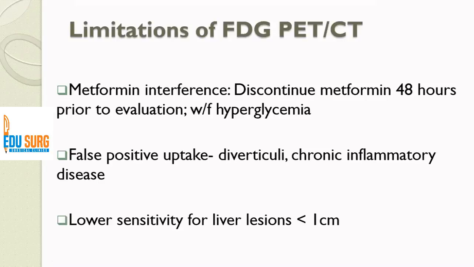Also, false positive uptakes limit the specificity of the PET-CT because the FDG can get taken up by the inflammatory cells in chronic diverticular disease or inflammatory bowel disease. Also, lower sensitivity for liver lesions because of increased background activity in the physiological liver tissue, as well as respiratory movement causing artifacts and decreased diagnostic sensitivity. So these are the few limitations of PET-CT.